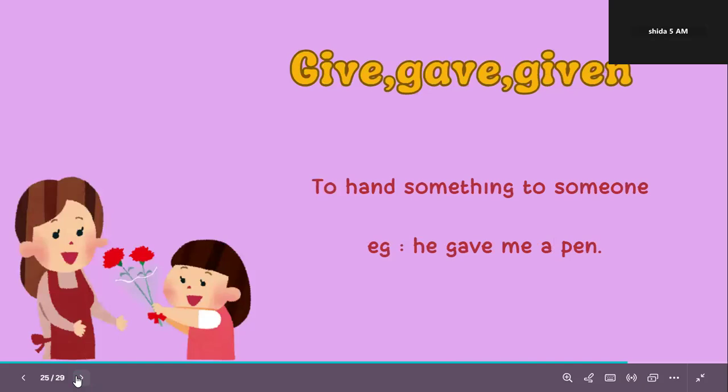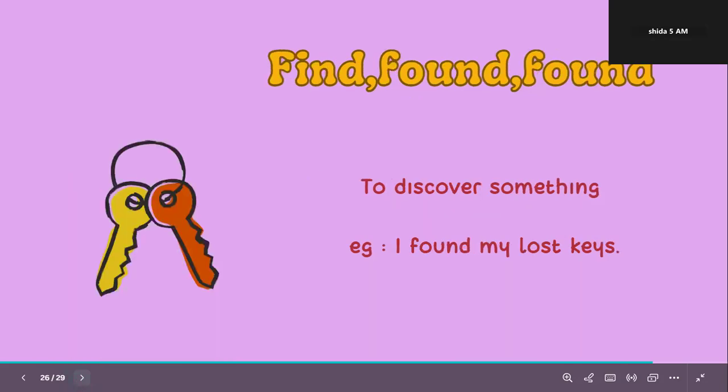Give, gave, given. To hand something to someone. He gave me a pen. Find, found, found. To discover something. I found my lost keys.